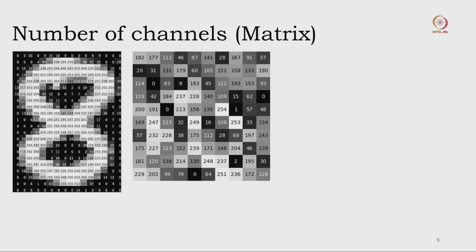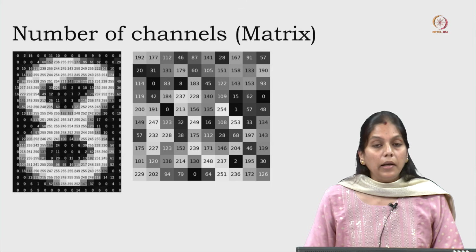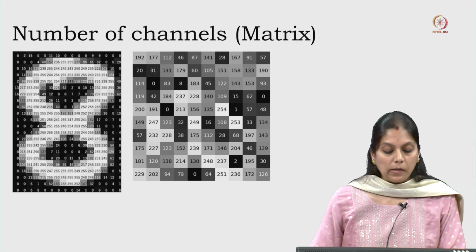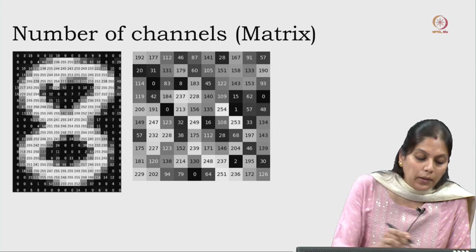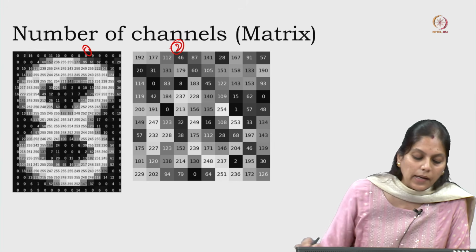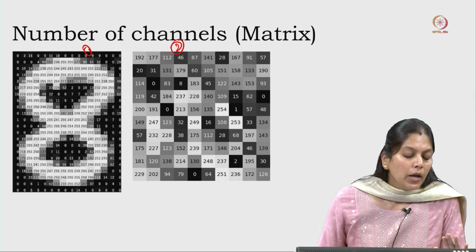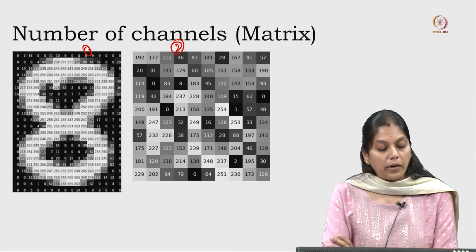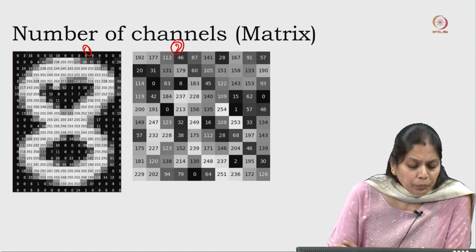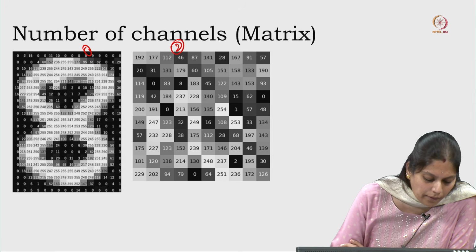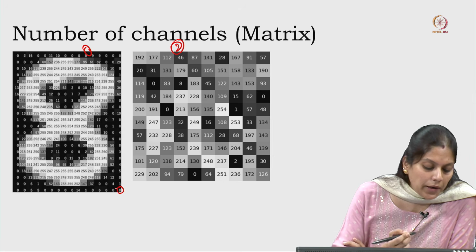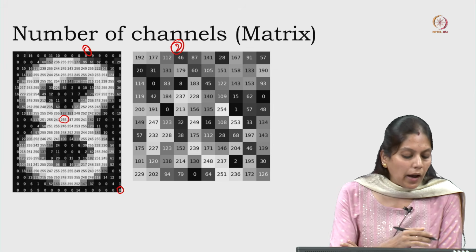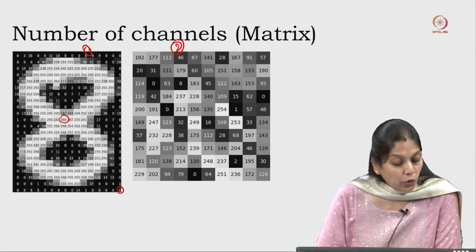Now, how many channels are there when we are dealing with grayscale? This is an example for a grayscale. On the left side is one example, and this is a second example, just for better understanding. In example 1 here, this is a handwritten 8, and we have values 0, and a value 255, and then all the values between 0 and 255.